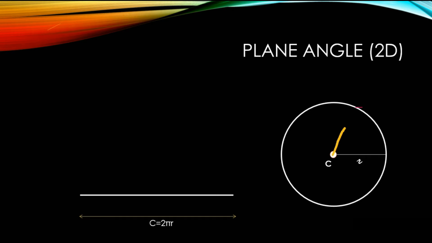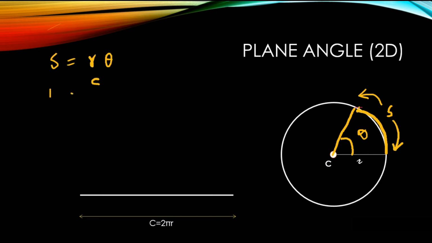Let me consider another radial line which cuts the circumference of the circle, making an arc, and the length of the arc is s, and the angle subtended at the center of the circle is theta. The relation between the length of the arc and the radius of the circle is s equals r theta. This implies that theta equals s by r, where theta is the plane angle in 2D.